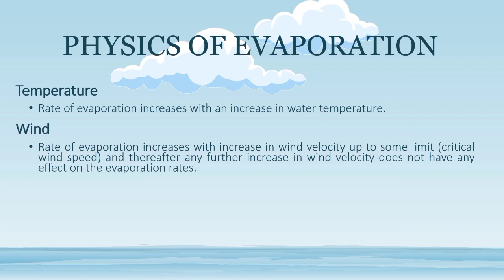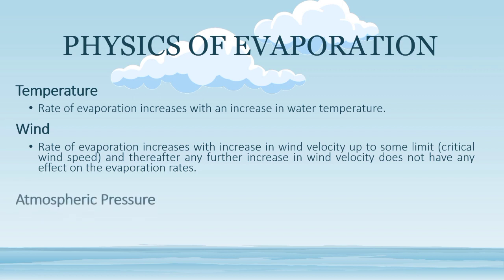The rate of evaporation increases with increase in wind velocity up to some limit or critical wind speed, and thereafter any further increase in wind velocity does not have any effect on the evaporation rates. This critical wind speed value is a function of the size of the water surface, with large water bodies having high critical wind speeds.